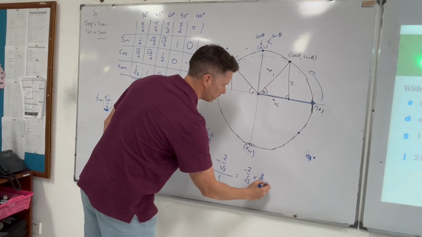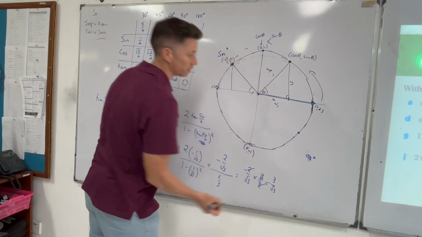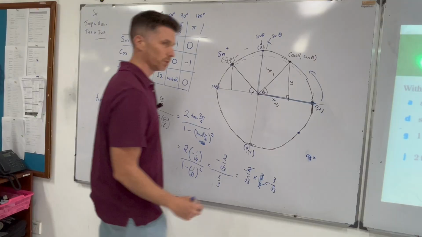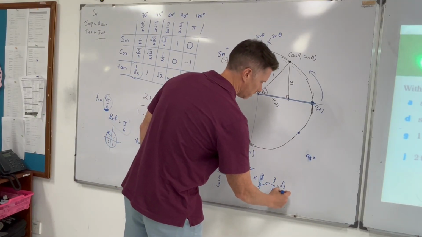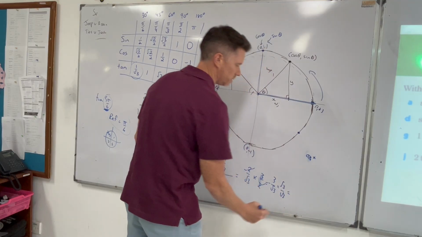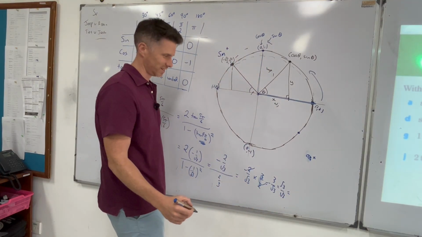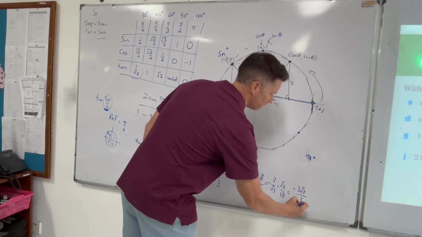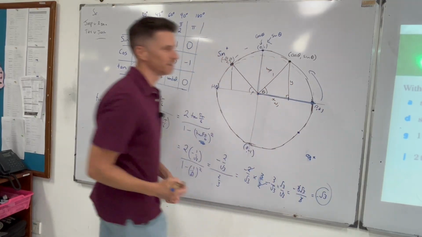Keep, change, flip. The 2's cancel. And I have negative 3 over root 3, which you can get the root out of the denominator if you like. It would be negative 3 root 3 over root 3 times root 3, which is negative 3 root 3 over 3. If I did that out, the 3's would cancel, which is negative root 3. We got it. That's the answer to that one.